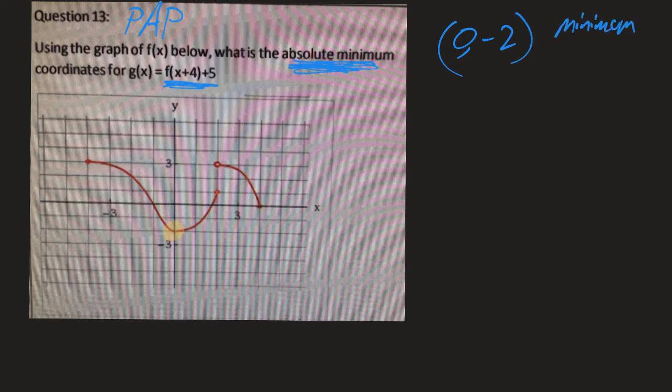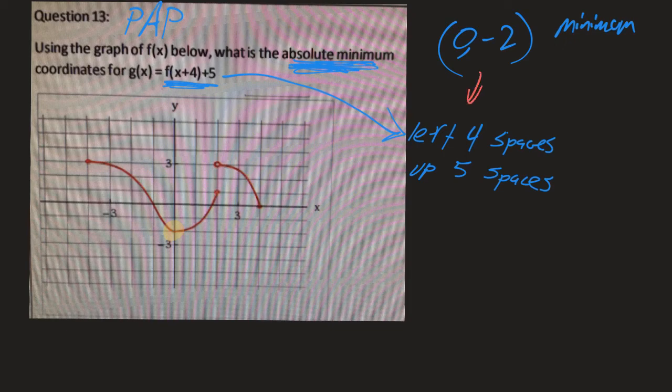But this asks for the transformed version. So my academic guys, you would have found this minimum and been very happy. This question asks us for some transformations. So let's think about what's happening to my function. That +4 inside the parentheses looks like we're going left 4 spaces. And that +5 at the end looks like we're going up 5 spaces. So we're going to take our minimum and we're just going to transform it based on this information.